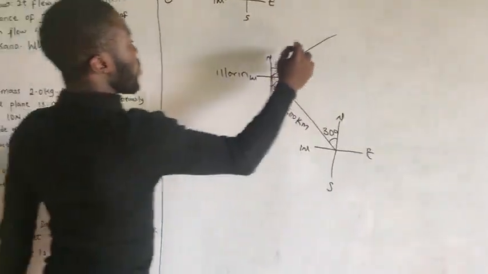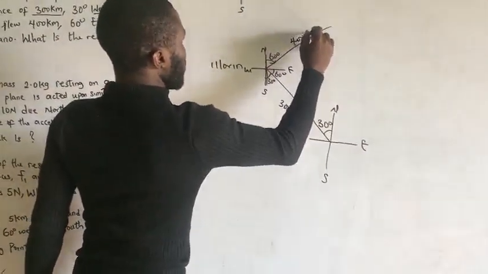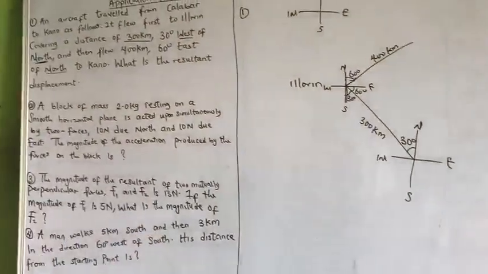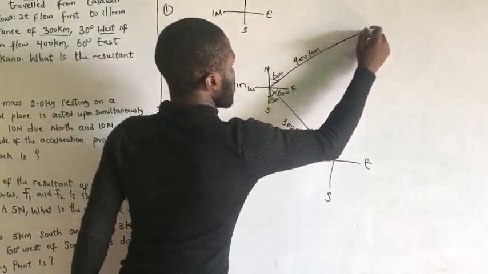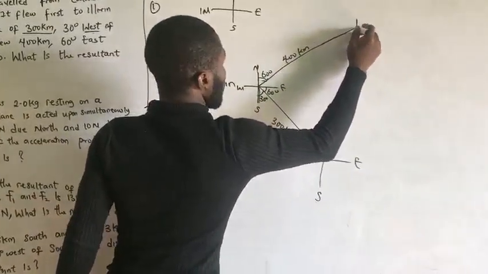And this is 400 km to Kano. So this is Kano.